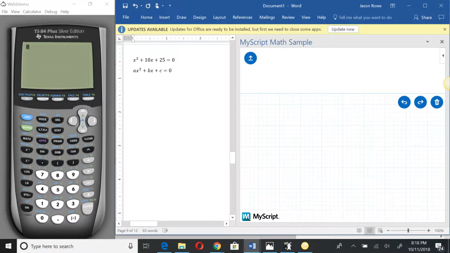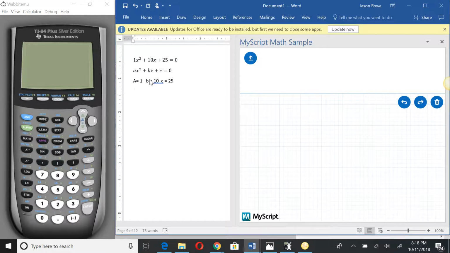So what is a, b, and c in this first problem? Well, the first term, x squared, doesn't have a visible coefficient. But remember, we always assume that there is a 1 right there as its coefficient. So that means that a in this one is going to equal 1. B will then equal 10, and c is going to equal 25. And so those are the values we're going to use.